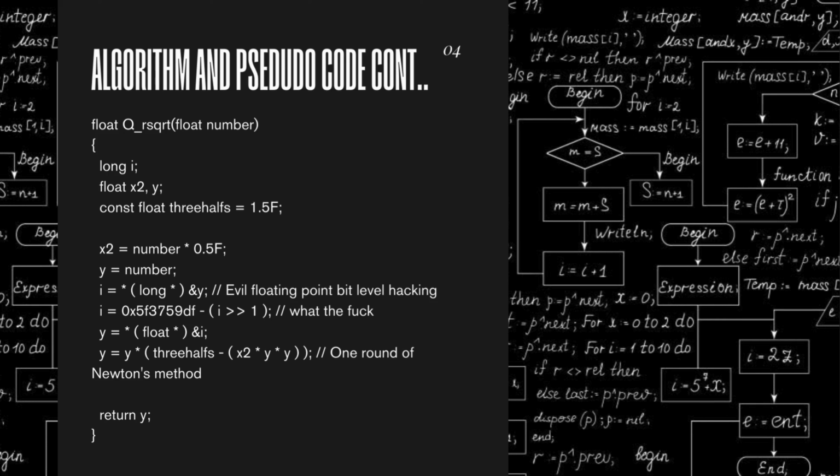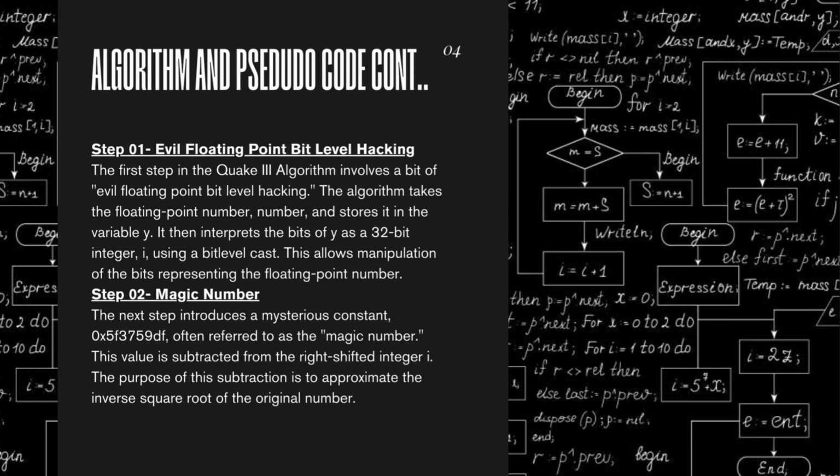Take a moment to look at it again. Well, the longer you look at it, the less sense it makes, and the comments on the right are not helpful either. But they do hint that there are three steps to this algorithm, and puzzling together these three steps will show us the brilliance of this algorithm. The first step in the Quake 3 algorithm involves a bit of evil floating point bit level hacking. The algorithm takes the floating point number stored in the variable y and interprets the bits of y as a 32-bit integer using a bit level cast. This allows manipulation of the bits representing the floating point number.